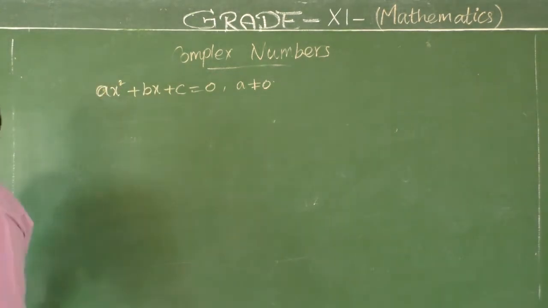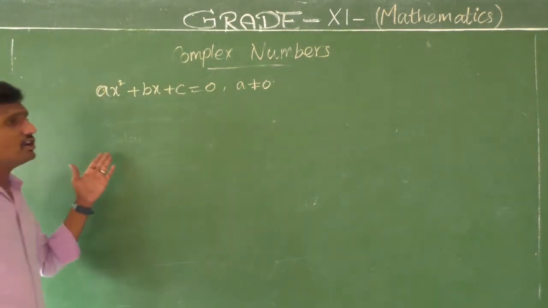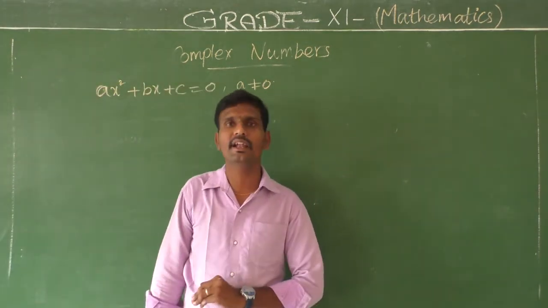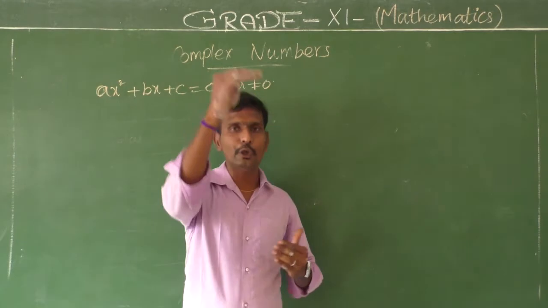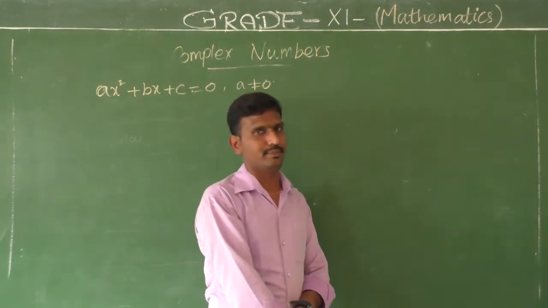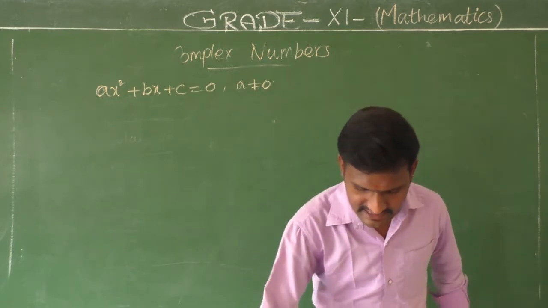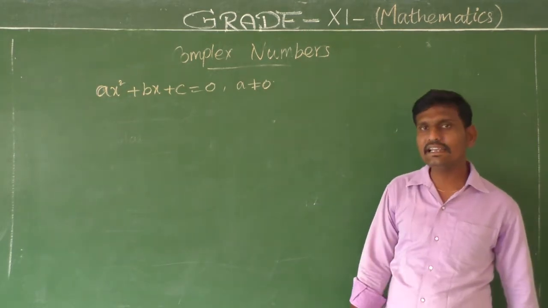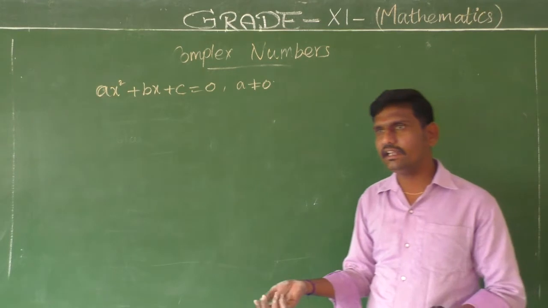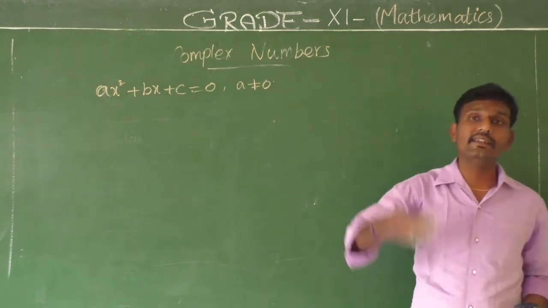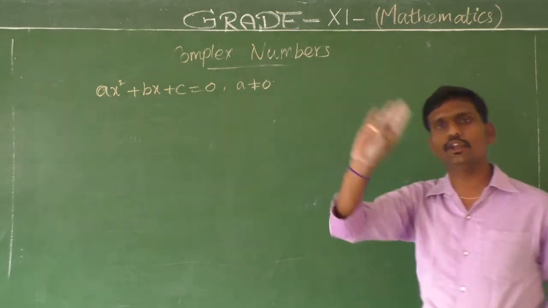A is not equal to 0. Why, sir, is a not equal to 0? Suppose you give the value of a as 0, then the quadratic equation is reduced to a linear equation. Yes, student. So already you know the polynomial has at least one root. One root is a linear polynomial, two roots is a quadratic, three is a cubic, and n, already we know it.